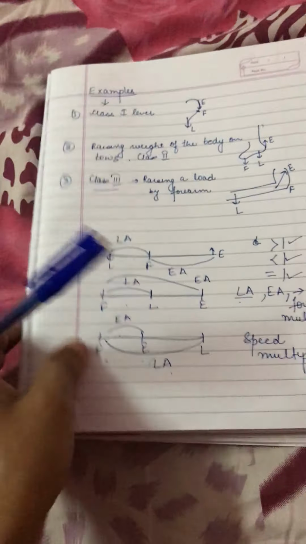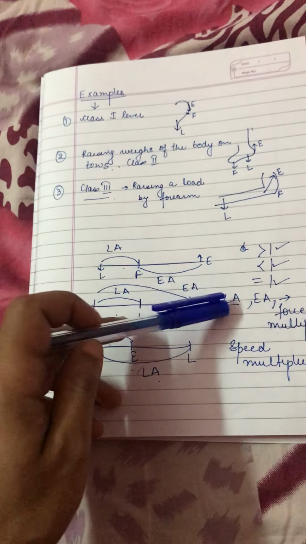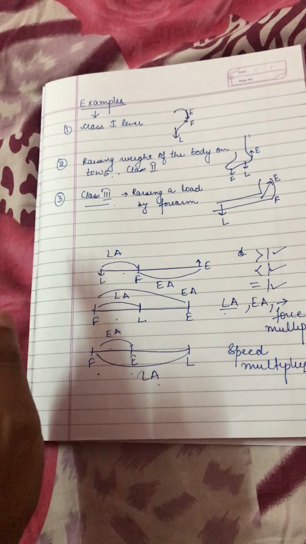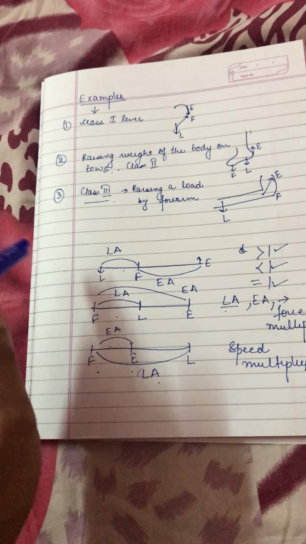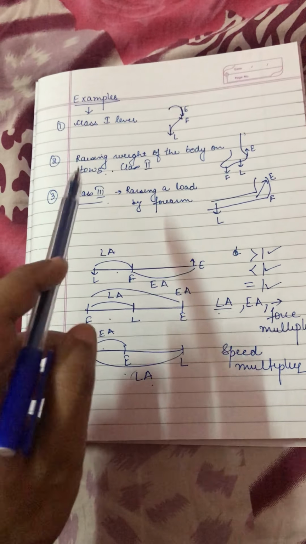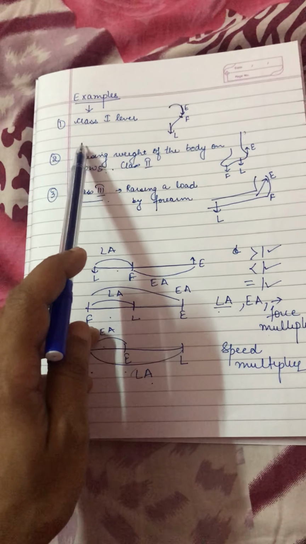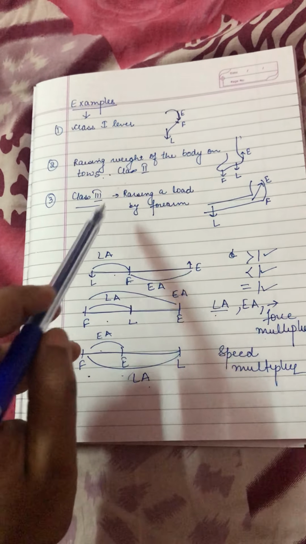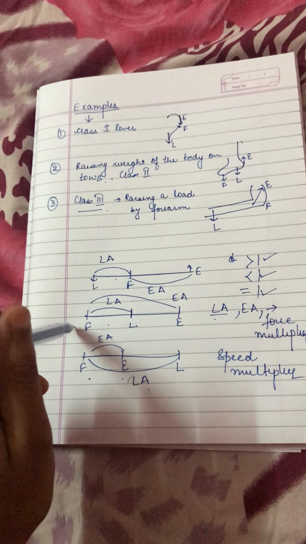These diagrams I have already shown you. What is greater? In this anything can be possible. In this effort arm is always smaller, and in this effort arm is always greater. Some examples are given in our book regarding the human body. This you can also test for class 1 lever, class 2 lever and class 3 lever.